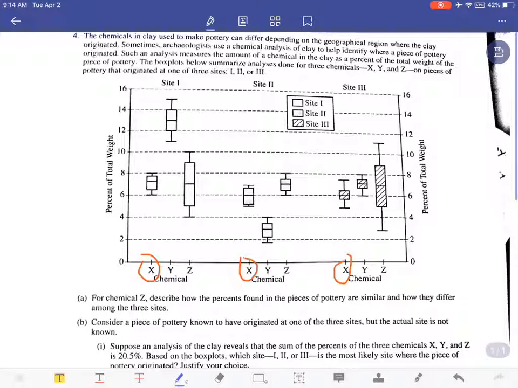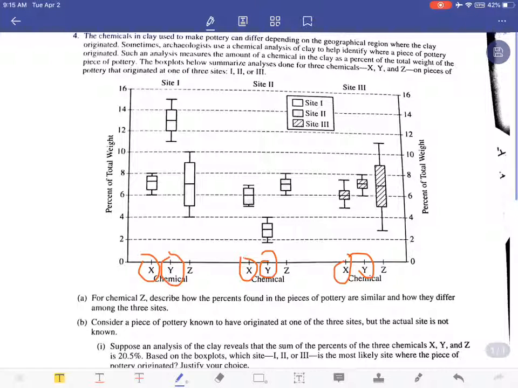So let's look at chemical Y. Chemical Y, on the other hand, site 1 is really high, and then site 2 is very low, and then site 3 is in the middle. So we have a lot of variability there, which means that it's going to be easier to determine which site that piece of pottery came from if we're looking at chemical Y.